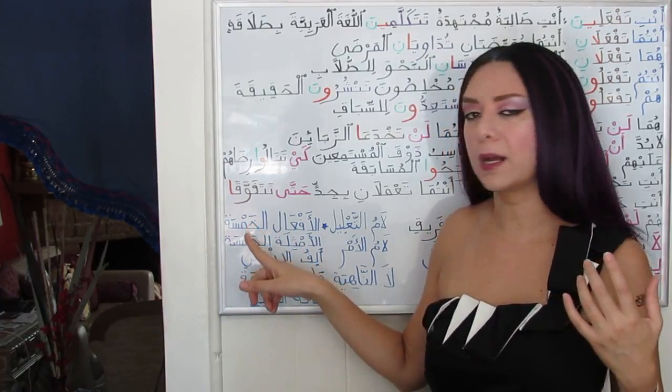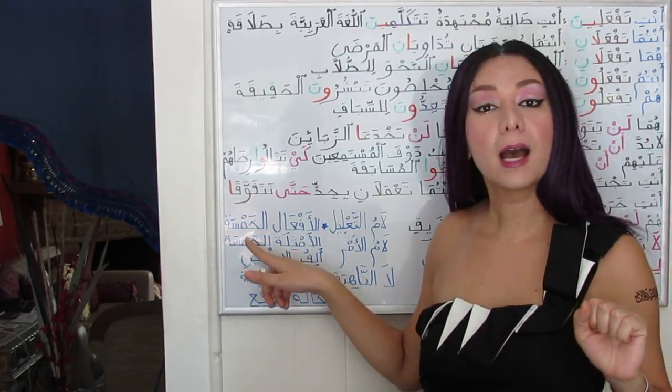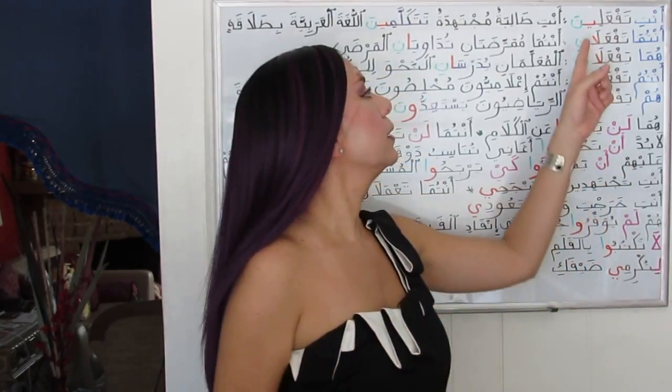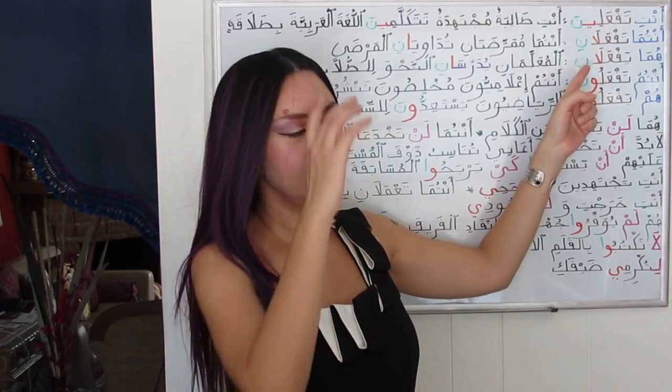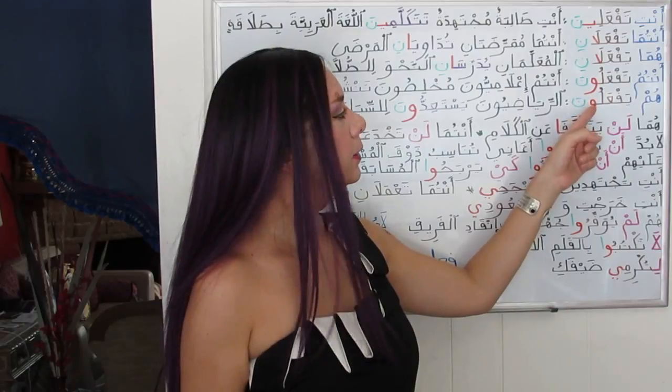الأفعال الخمسة. 5 means خمسة. 5 verbs? What are the 5 verbs? What is the meaning of the 5 verbs? Question, question, answer. The connotation of this quintuple is the verbs with the patterns تفعلين, تفعلان, يفعلان, تفعلون, يفعلون.